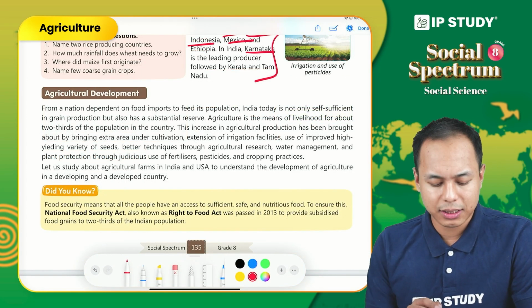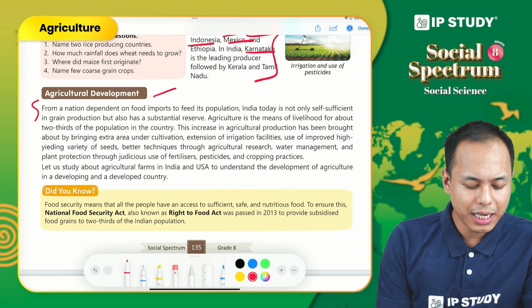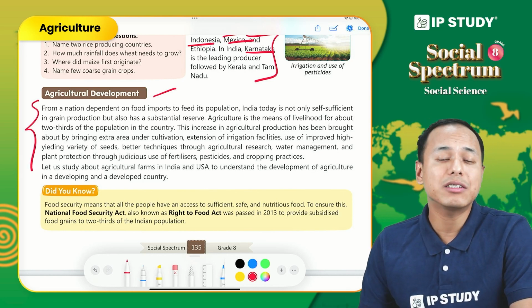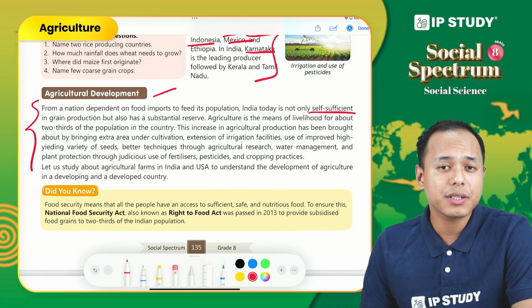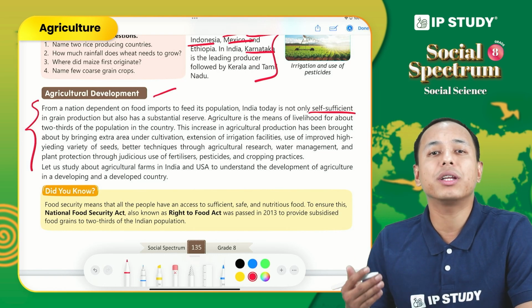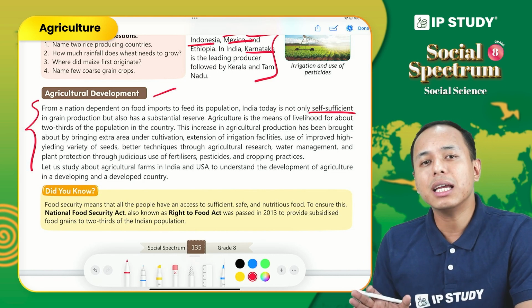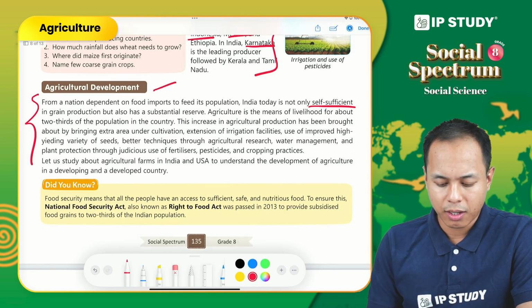So now let us discuss the last topic of the chapter, agriculture development. India, from being a nation that had to import food in order to feed its population, has become self-sufficient, and not only self-sufficient, today India is also exporting many crops to different parts of the world. So as we can see, agriculture in India has developed substantially.